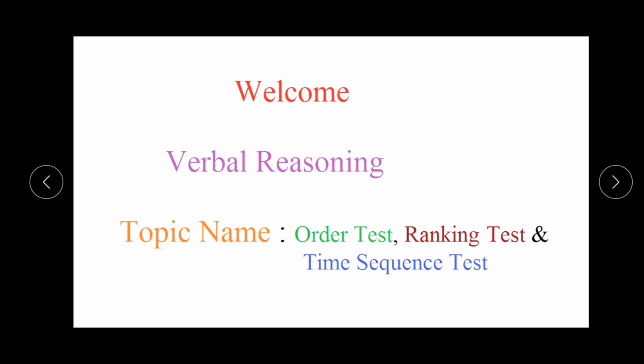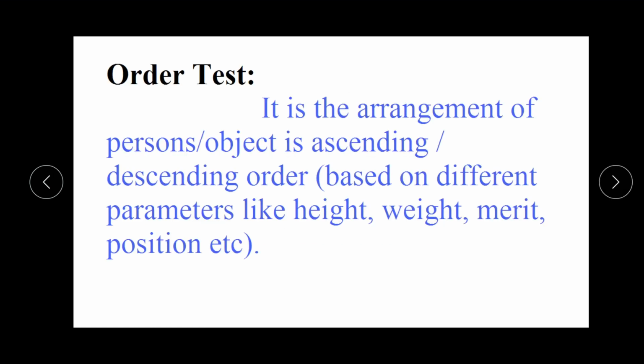Welcome everyone. Today we will discuss three topics: order test, ranking test, and time sequence test. These are the parts of verbal reasoning, and these are the further topics of alphabet test and number test, which we have discussed in the last video.